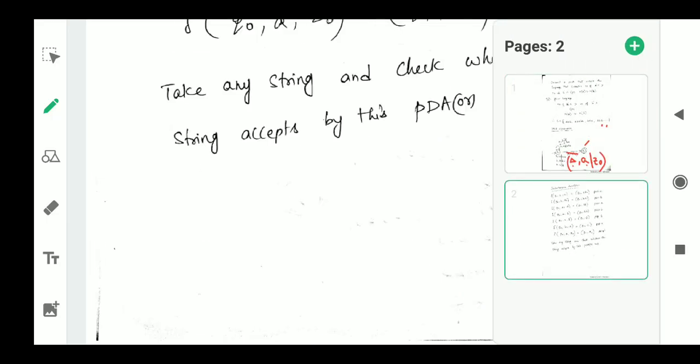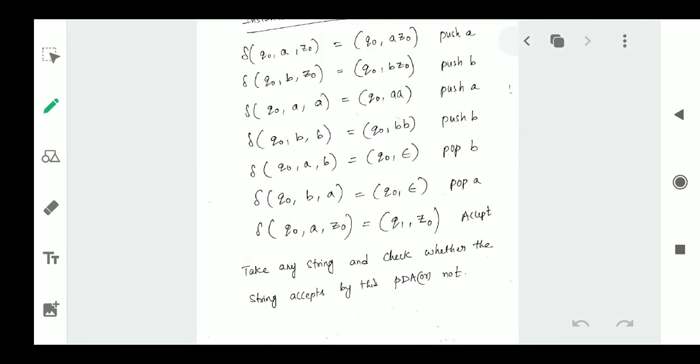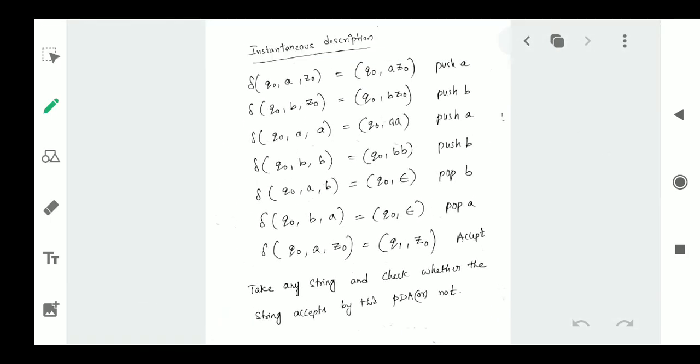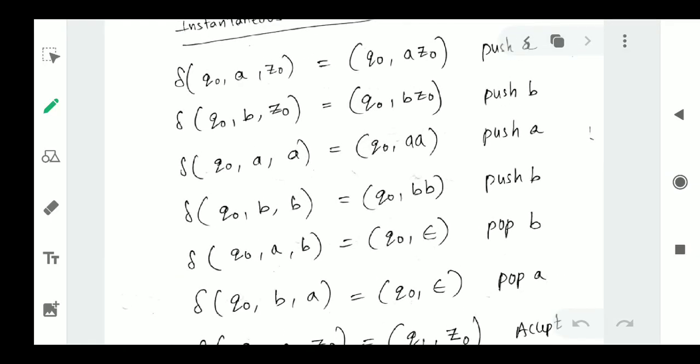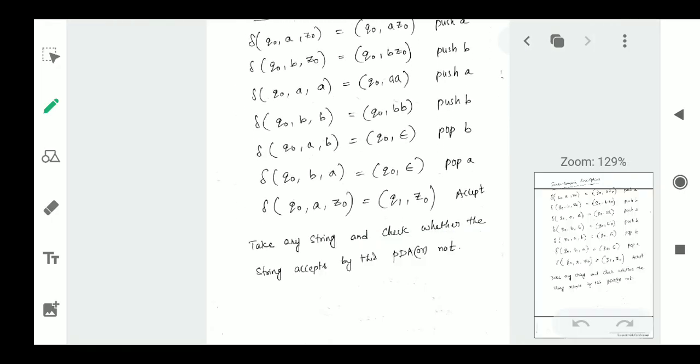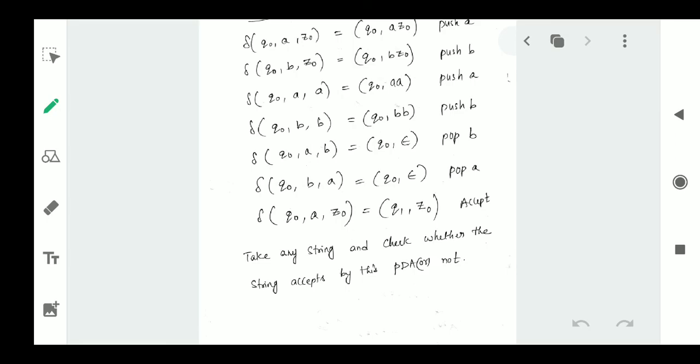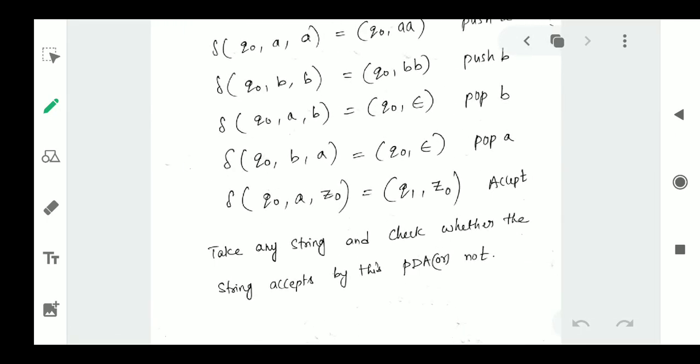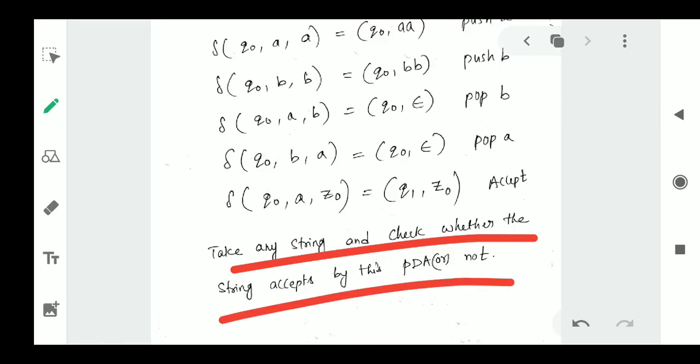Please remember. This is the instantaneous description for the constructed PDA. Whatever things we have described in the pushdown automata, the same things we have written here. You can go through it and you will understand all the push and pop operations. Finally, you take any string and you can process the string, and you follow this. You follow example 1 for the testing process, for verifying whether the string is accepted by this PDA or not. So this is what I wanted to explain to you.